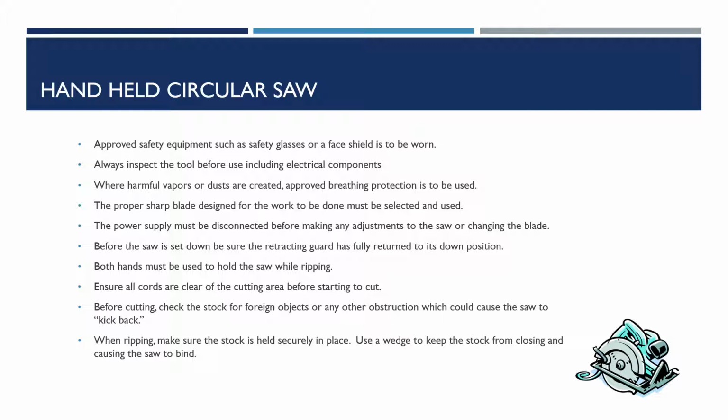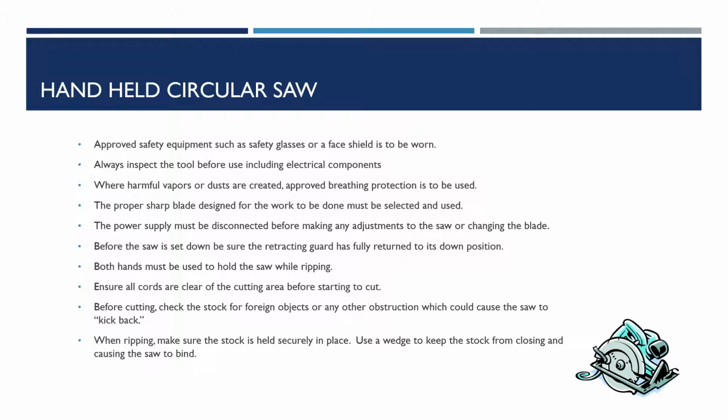Handheld circular saw. Approved safety equipment such as safety glasses or a face shield is to be worn. Always inspect the tool before use, including electrical components. Where harmful vapors or dusts are created, approved breathing protection is to be used. The proper sharp blade designed for the work to be done must be selected and used. The power supply must be disconnected before making any adjustments to the saw or changing the blade. Before the saw is set down, be sure the retracting guard is fully returned to its down position.